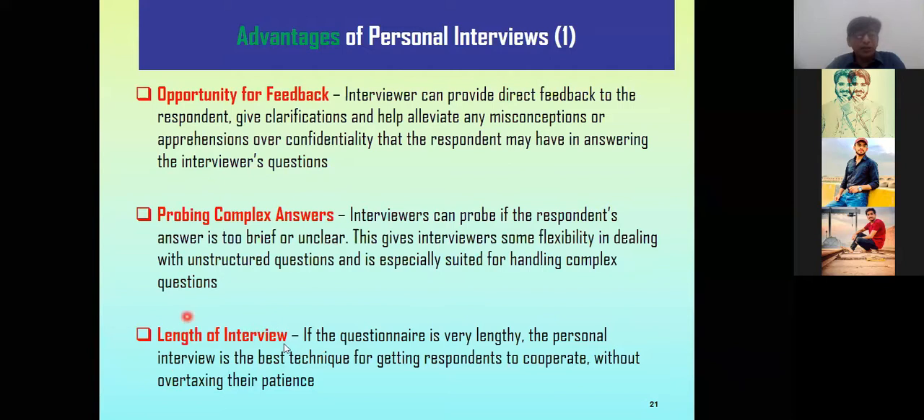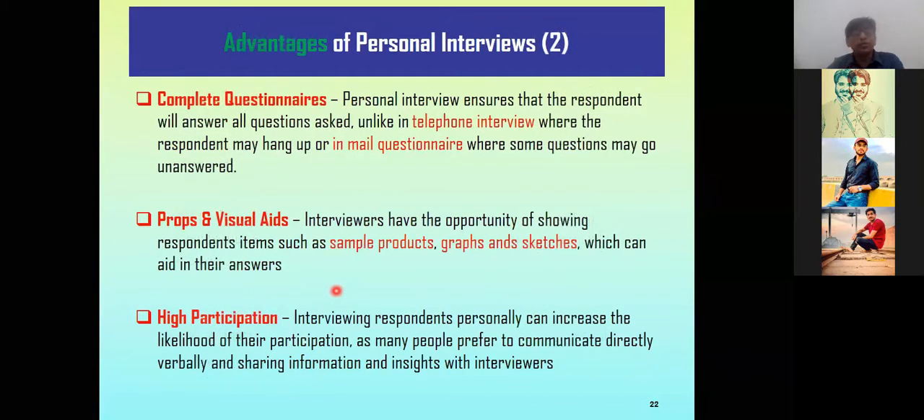From the length of interview point of view, the time may be 30 minutes, 40 minutes, 1 hour, 2 hours. It depends upon the agreement between the interviewer and interviewee. But at least you have sufficient time in the personal interview, so you can get more and more information from your respondent.